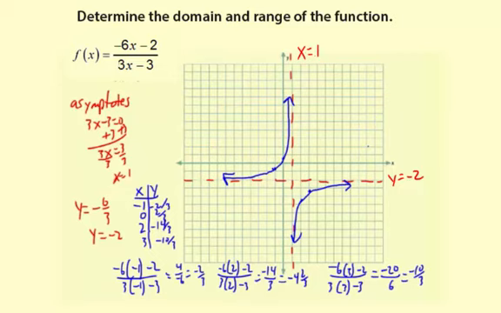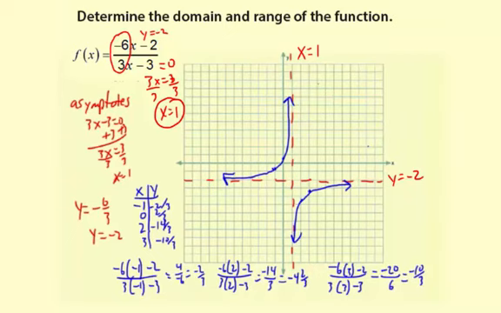And you can figure this out from the function as well, because you set the denominator equal to 0 and then solve, and then you can find out that 3x equals 3 when you add 3 to both sides, then divide by 3, you get x equals 1. There's your vertical asymptote. For your horizontal asymptote, divide the coefficients in front of the x's. -6 divided by 3 is -2, so y equals -2. So y equals -2 is your horizontal asymptote.